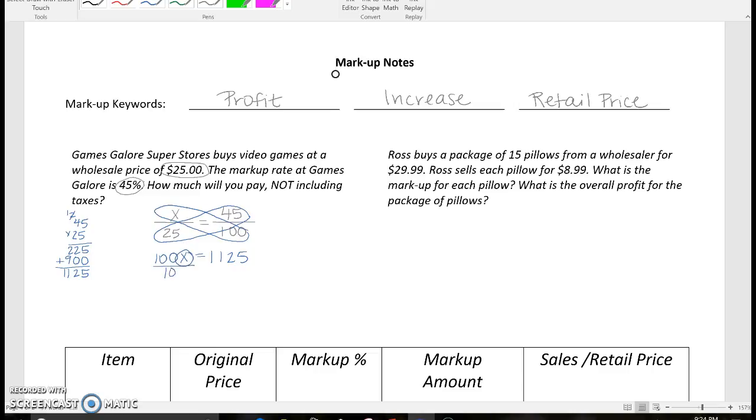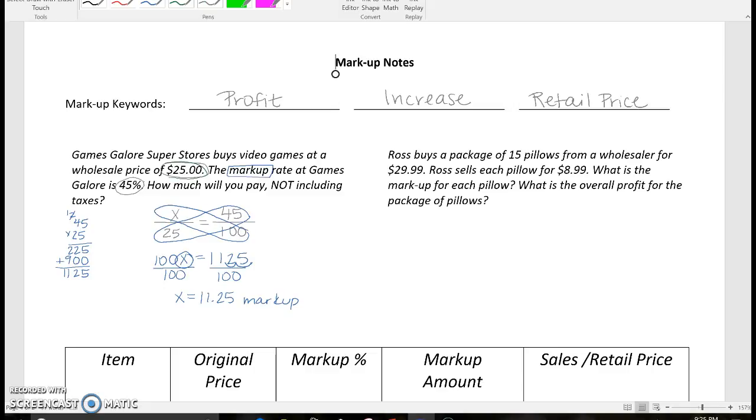To do that, I divide by the number next to x. So I divide by 100. In order to divide by 100, I move my decimal to the left 2 places. So it's $11.25. It said markup rate is 45%, so that is my markup amount. But it says how much will you pay? So you don't just pay the markup, right? That's their profit. That's how much money the store is making. You also have to cover their cost of purchasing the item, okay?